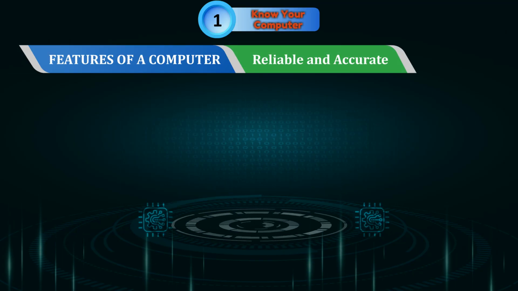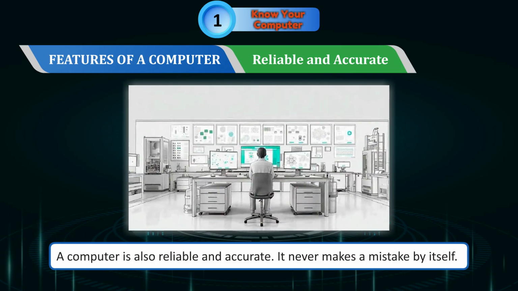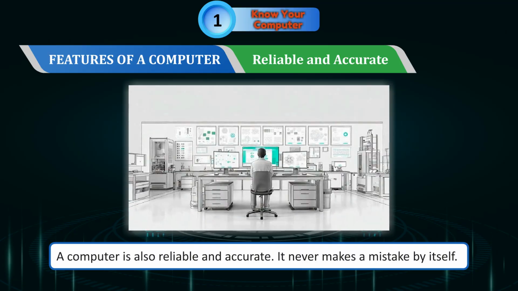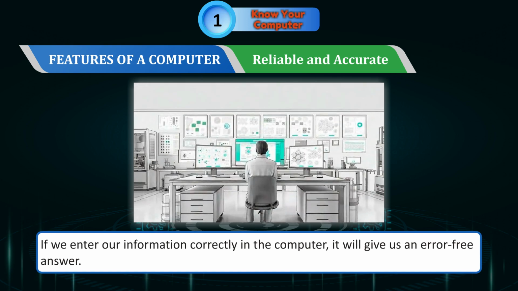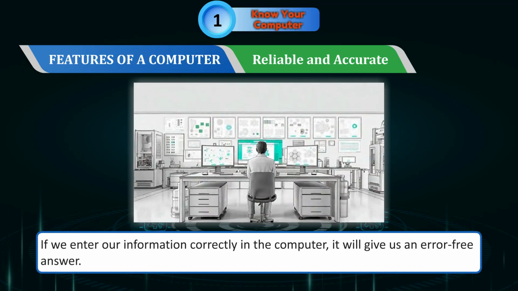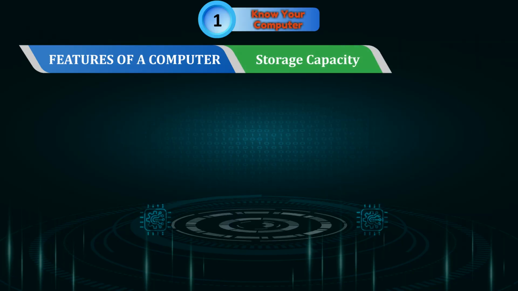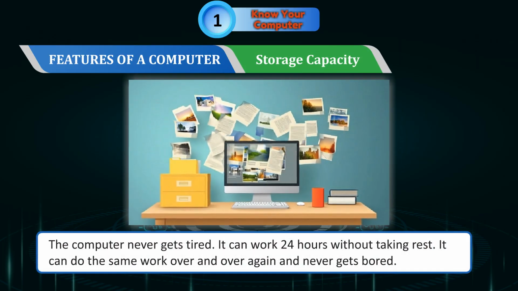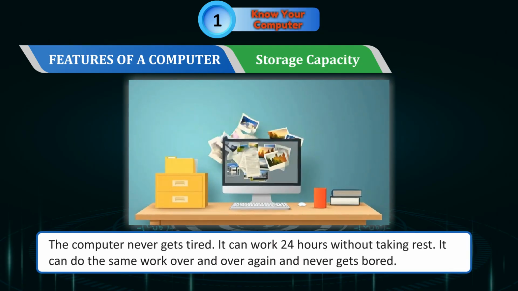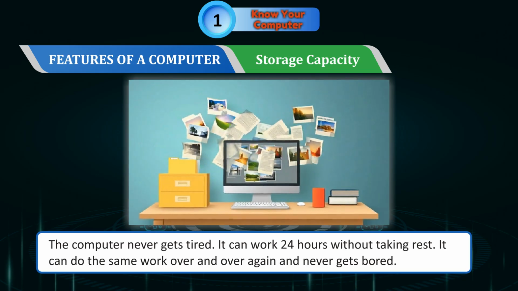Reliable and accurate. A computer is also reliable and accurate. It never makes a mistake by itself. If we enter our information correctly in the computer, it will give us an error-free answer. Storage capacity. The computer is able to store a large amount of data which we can get back quickly and efficiently for future use.